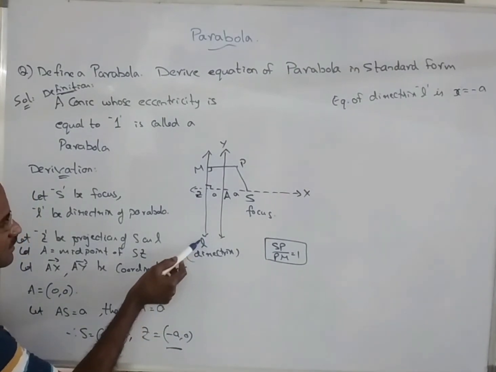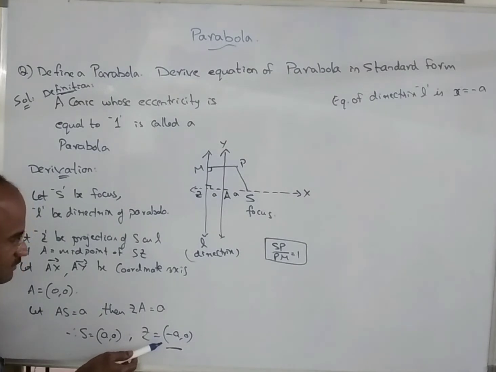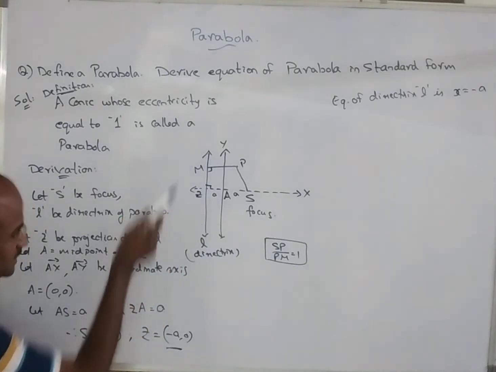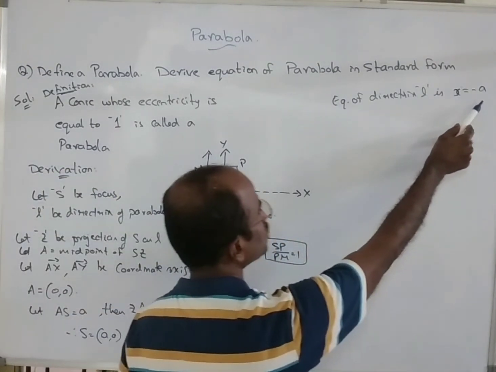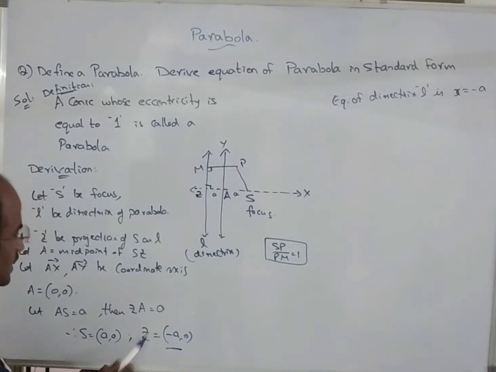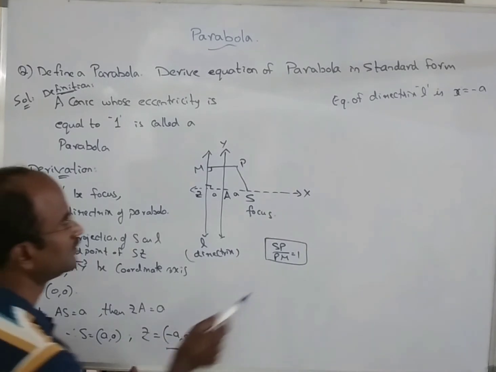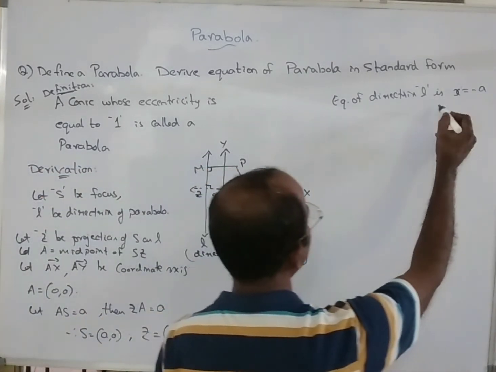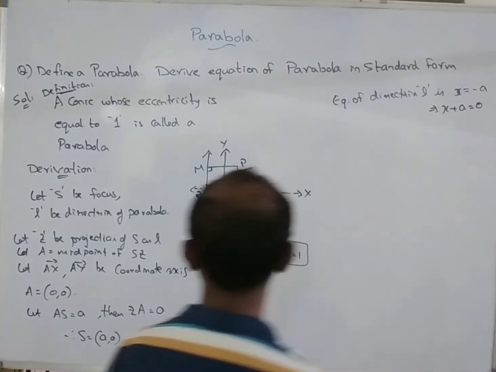If you observe here, the directrix is parallel to the y-axis and passing through (-a, 0). From coordinate geometry, we know that any line parallel to the y-axis and passing through a point will be of the form x equal to the x-coordinate of the point through which it is passing. It is passing through (-a, 0), whose x-coordinate is -a. So its equation is x equal to -a, or x plus a equal to 0.